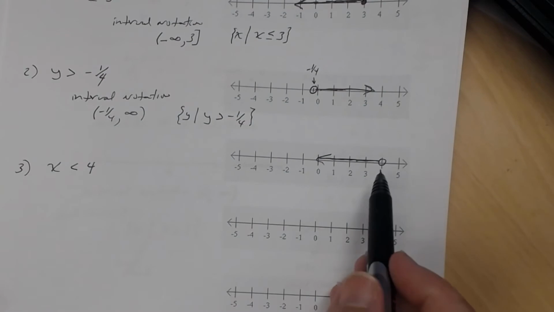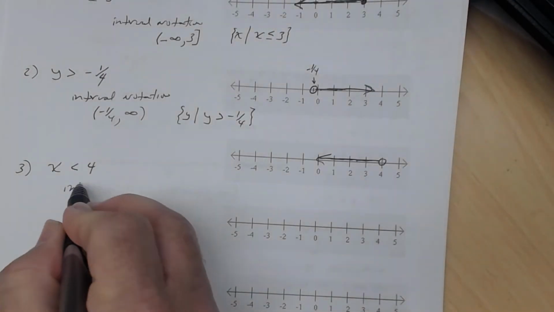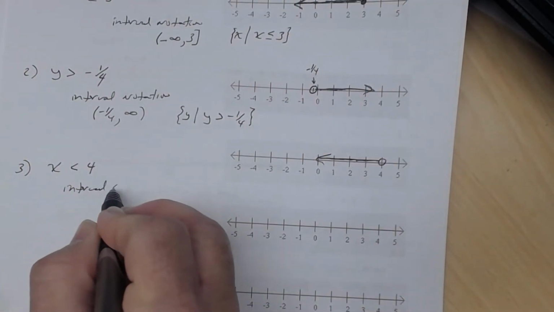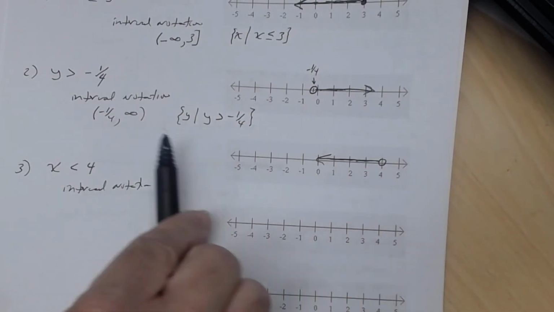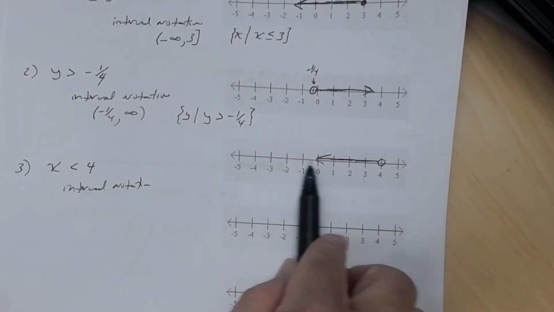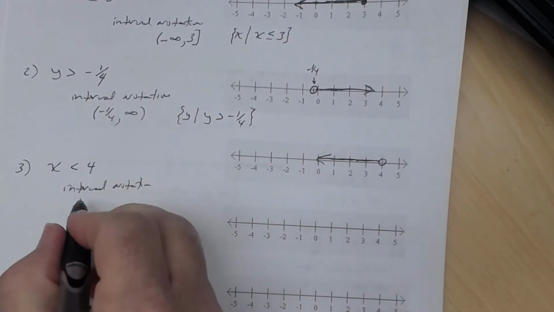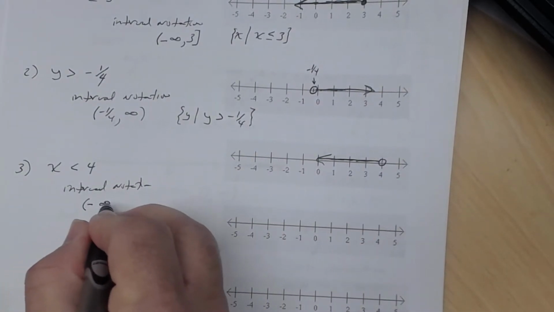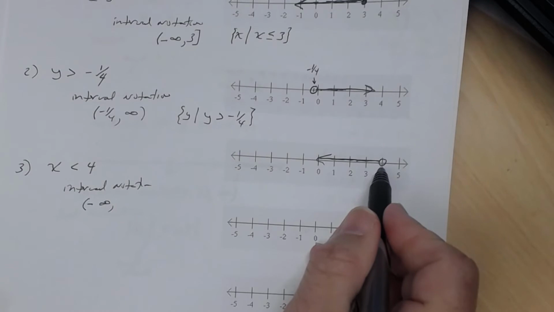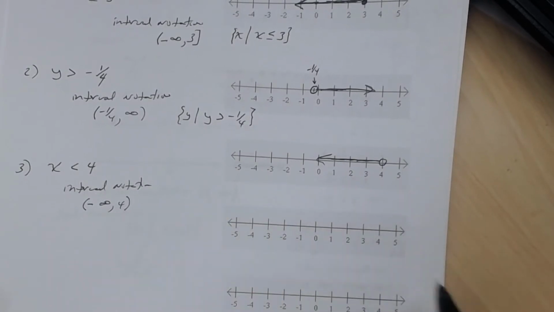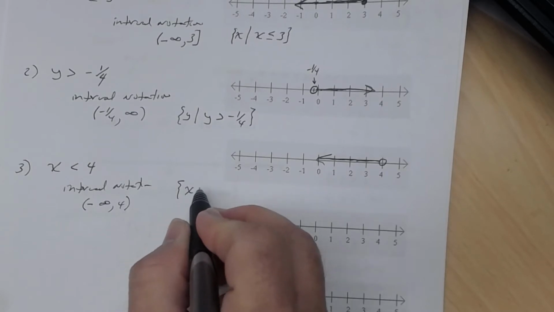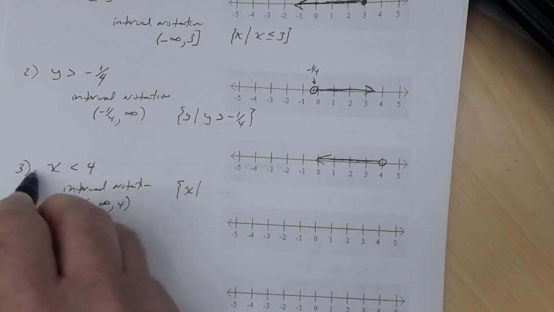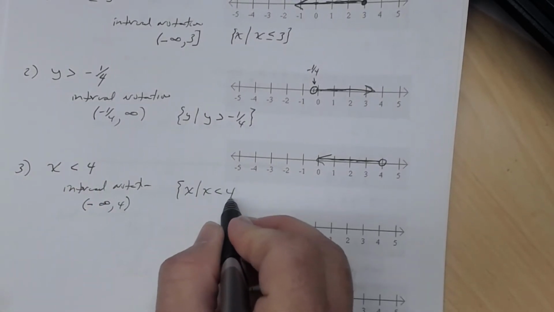All right, and then your interval notation. So remember, always go from left to right, so the arrow is pointing to the left, so you can say open parentheses, negative infinity, comma, all the way to 4 with parentheses. And then your set notation, you're going to say set of x's such that, and you write your inequality statement, such that x is less than 4.